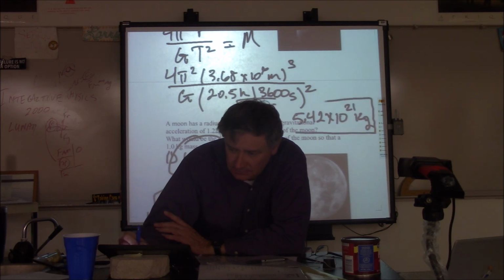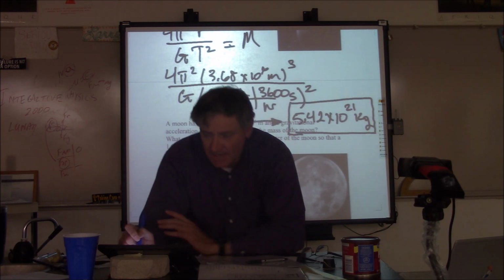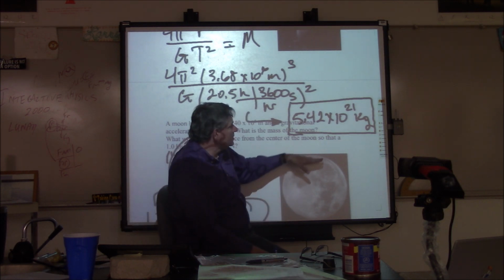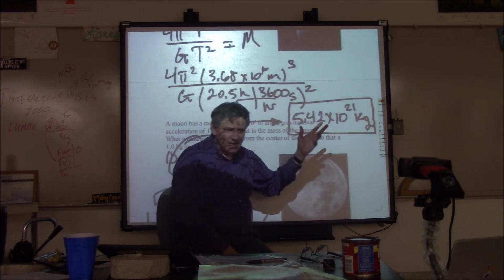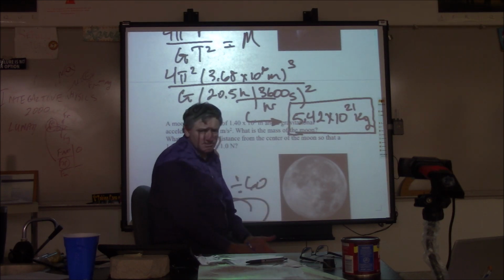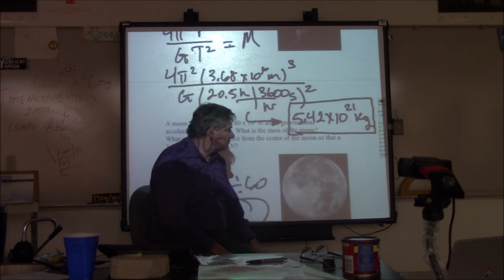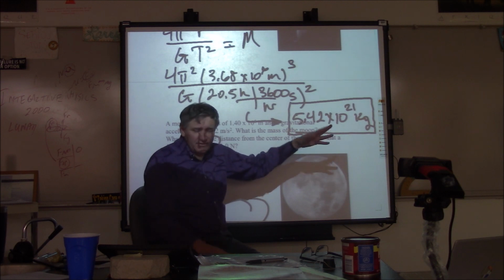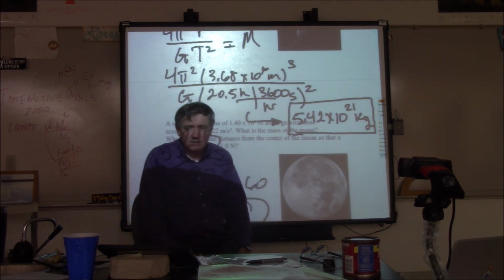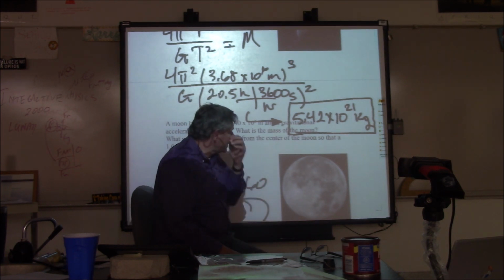Everybody cool with that? Now, to give you some perspective, our moon has a mass of like 10 to the 22nd, okay? So that isn't that far off, all right? Seems reasonable. It's going to be small for a planet, but it isn't like we got 5.42 times 10 to the 5th or something like that, okay? So that's a fairly reasonable answer, all right?